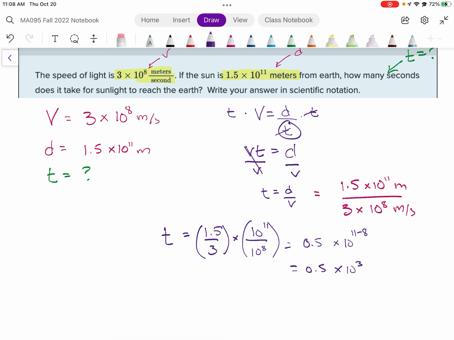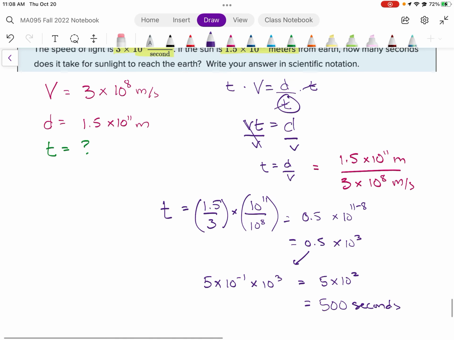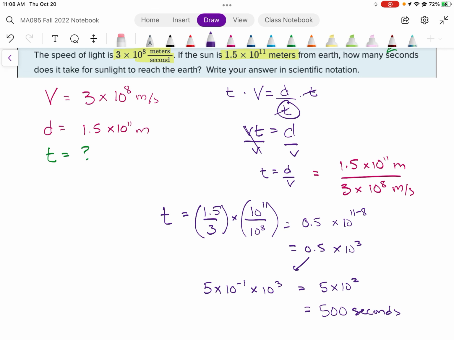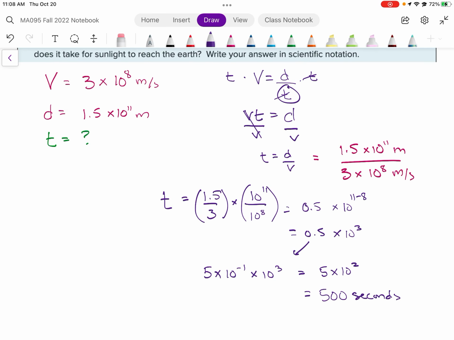All right, so that is 0.5 times 10 to the 3. So that's not in scientific notation. So remember, we've got to rewrite this one as 5 times 10 to the minus 1 times 10 to the 3, equals 5 times 10 to the 2. Well, what is that? That's 500. You could also write it as 500. So 500 seconds. All right, it takes 500 seconds for sunlight to reach the Earth. So make sure you get to the end and go back to the problem, make sure it makes sense. 500 seconds.